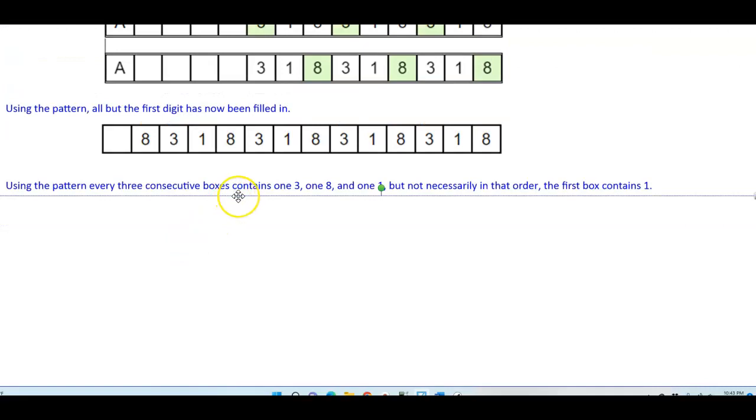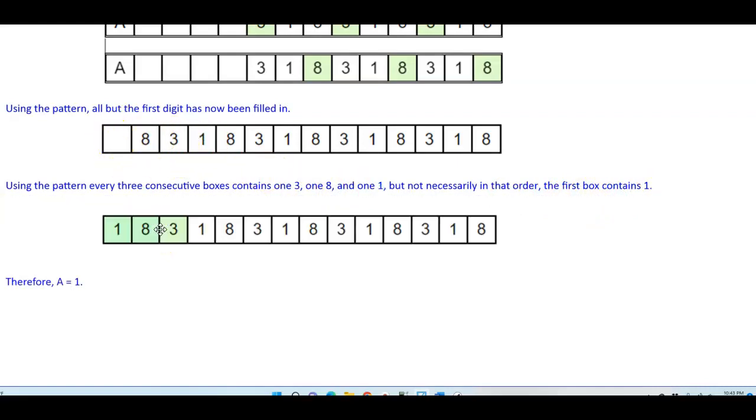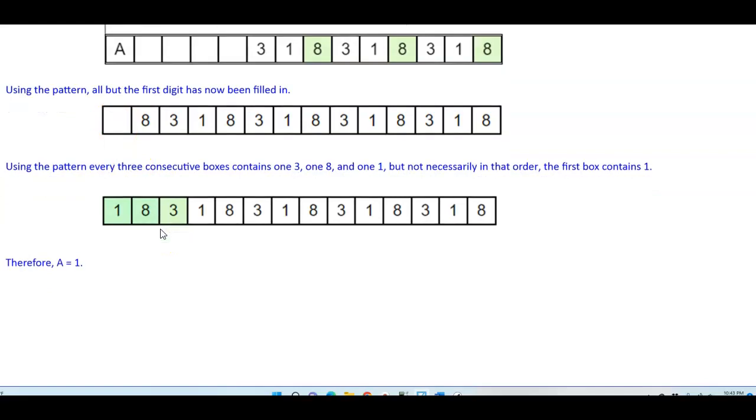So, using the pattern of every three consecutive boxes containing 1, 3, and 8, but not necessarily in that order, the first box is going to contain a 1, because here's 1, 2, 3, every third box is going to have a 1. And so therefore, here is the final piece. Therefore, we would say that A is equal to 1.